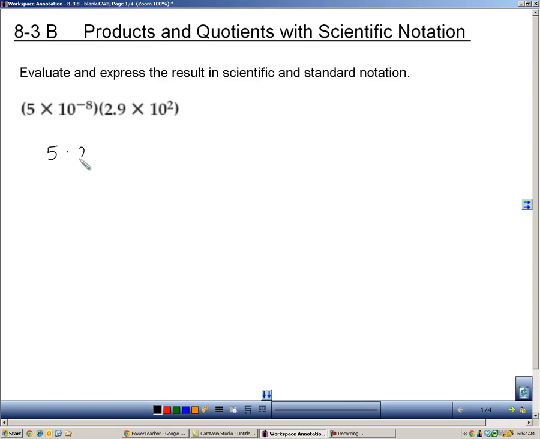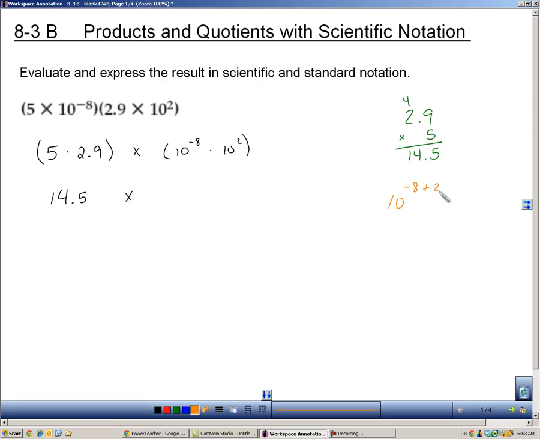So 5 times 2.9, and then you still do times 10, but you multiply the two tens: 10 to the negative 8 times 10 to the second. And you deal with those separately. So 5 times 2.9, you see that's 14.5. And then 10 to the negative 8th times 10 to the second. Don't forget that when you multiply bases that are the same, you add the exponents. So this is really 10 to the negative 8th plus 2, which is 10 to the negative 6th.